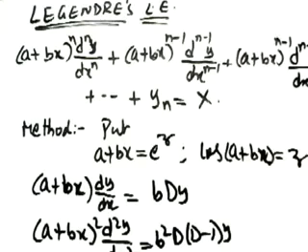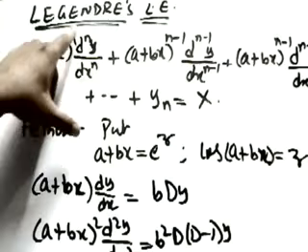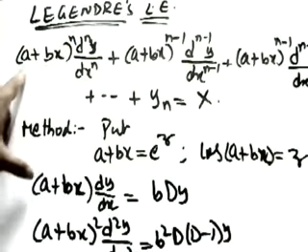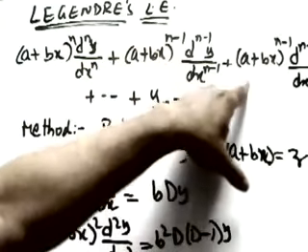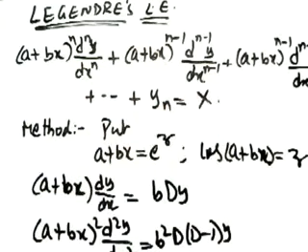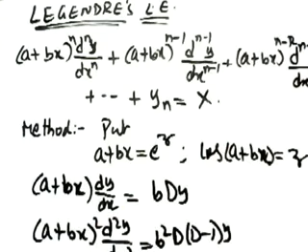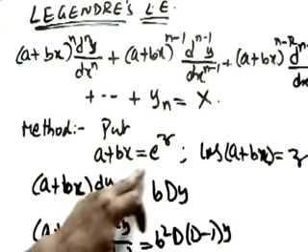Now see here, there is a slight change. Now we are going to learn about Legendre's linear equation. Just a little change: in place of x to the power n, we have some coefficient with x. (a + bx)^n, (a + bx)^(n-1), (ax + b)^(n-2). So there is a slight change here, and the substitution also changes a little.